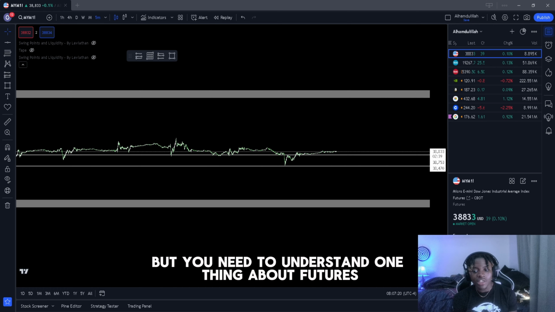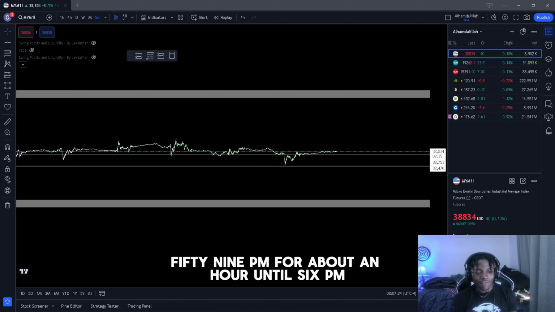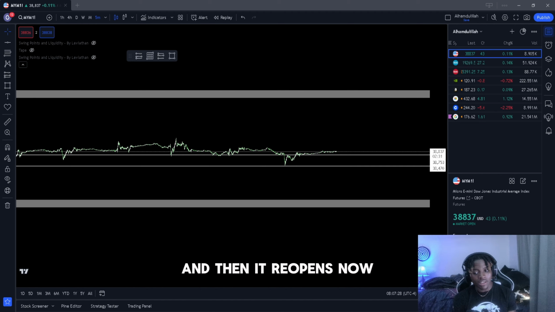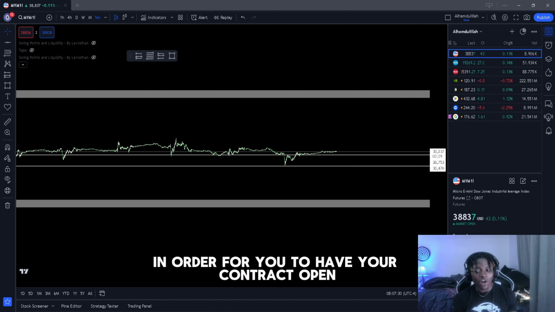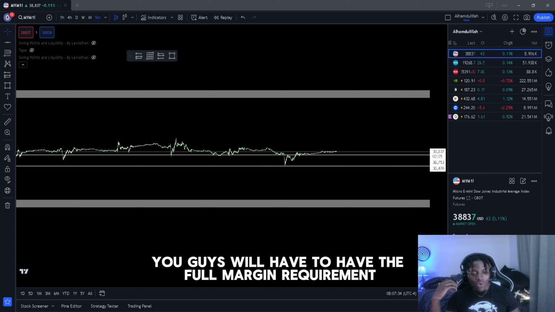But you need to understand one thing about futures. The futures market closes at 4:59 p.m. for about an hour, up until 6 p.m., and then it reopens. Now, in order for you to have your contract open and in order for it to be viable, you guys will have to have the full margin requirement available.